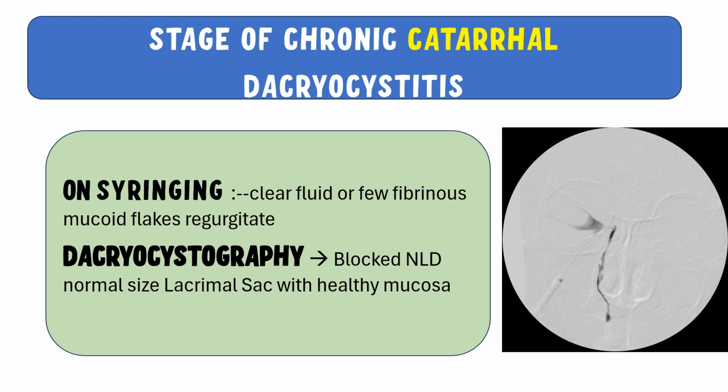Now, as we were talking about the stage of chronic catarrhal dacryocystitis, here I told you that there's just mild inflammation. So even when you do syringing, you will get a clear fluid or a few fibrinous mucoid flakes on regurgitation, right? Similarly, if you carry out a ROPLAS test also, you might get just clear fluid or a few flakes in that clear fluid.